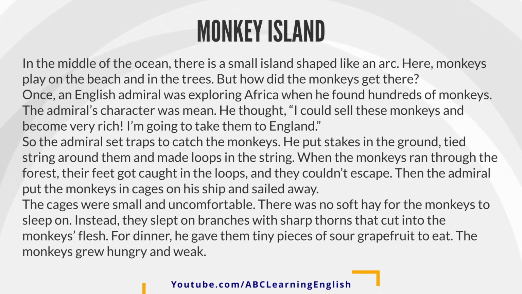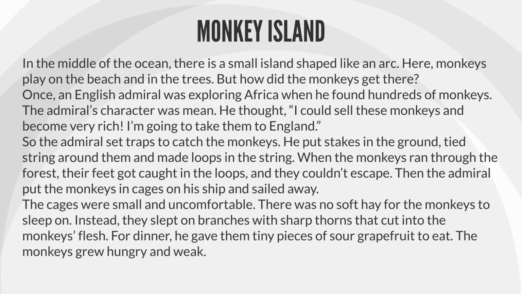The cages were small and uncomfortable. There was no soft hay for the monkeys to sleep on. Instead, they slept on branches with sharp thorns that cut into the monkey's flesh. For dinner, he gave them tiny pieces of sour grapefruit to eat. The monkeys grew hungry and weak.